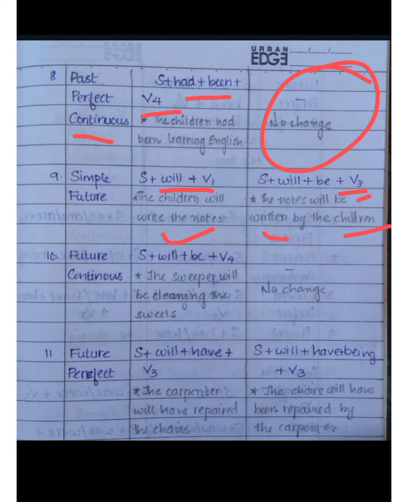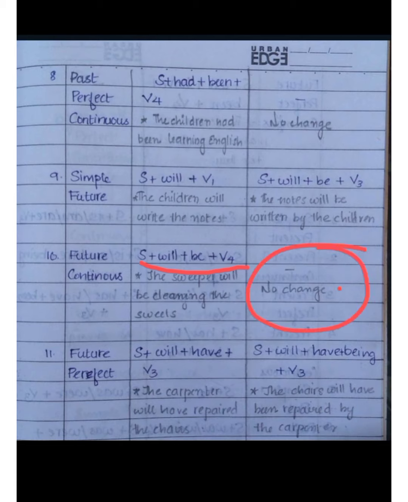If the active voice is in future continuous tense, then this formula will be like subject plus will be plus ing form of the word. There will be no change. Okay, so for example, the sweeper will be cleaning the streets. So here there will be no change.